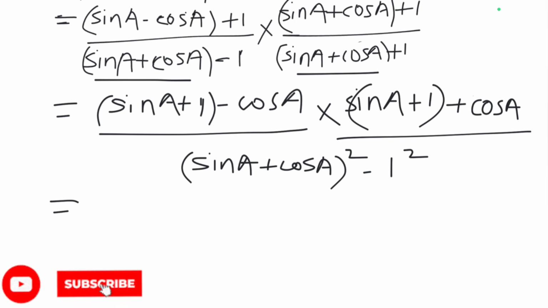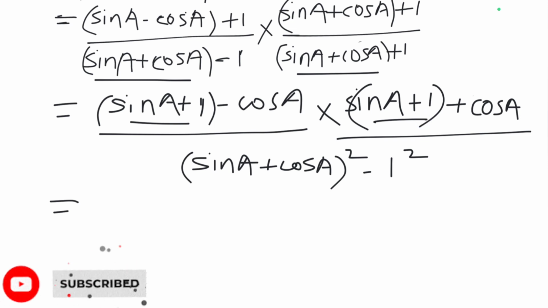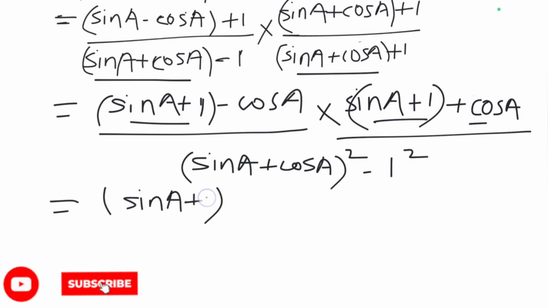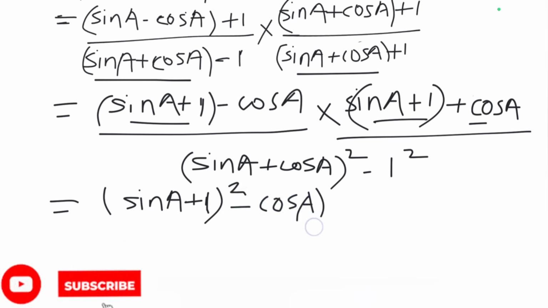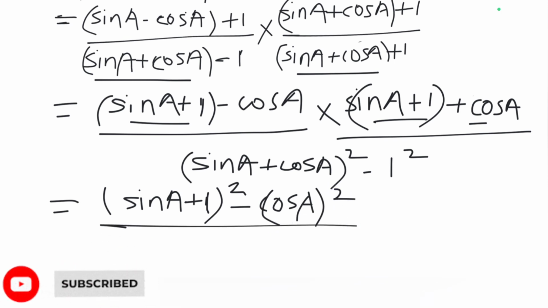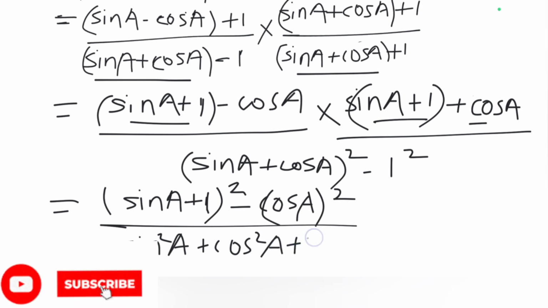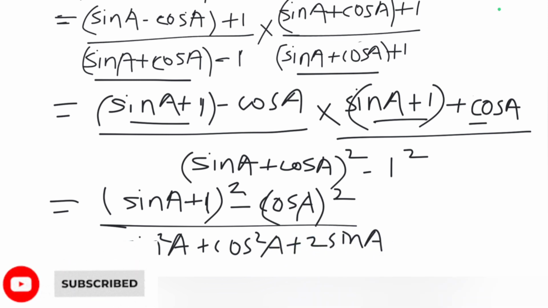Okay. Again on the numerator side, sin A plus 1 minus cos A, sin A plus 1 plus cos A. So again here I can apply the same identity, that is A square minus B square. So what is my A here? Sin A plus 1 is my A and my B is cos A. Okay, so I have written it. Now sin square A plus cos square A, I will expand it. So it becomes sin square A plus cos square A plus 2 sin A cos A.